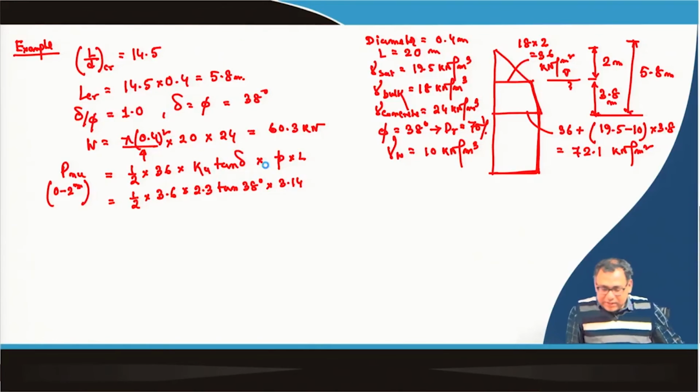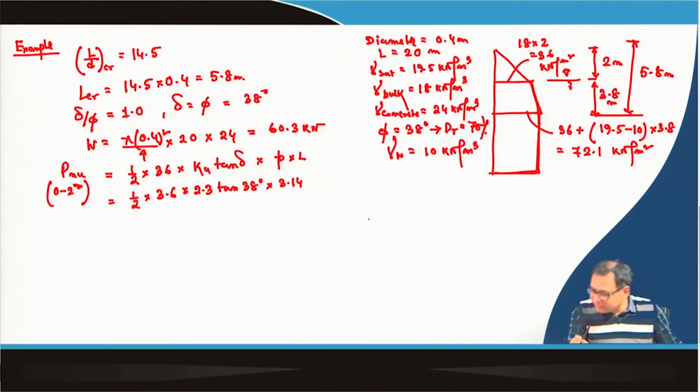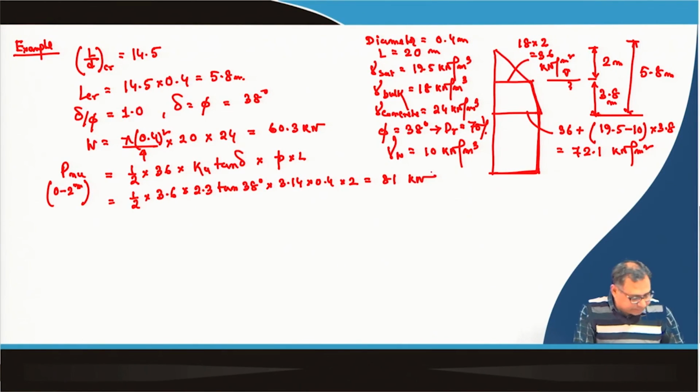But remember that this equation that I have developed in this slide is applicable if your unit weight is uniform. If the water table is at the ground surface, then you can use this equation directly. But if it is not uniform, then first draw the pressure distribution, then calculate segment wise, like what I am doing. So, that is 3.14 into 0.4 into 2, that is equal to 81 kilonewton.